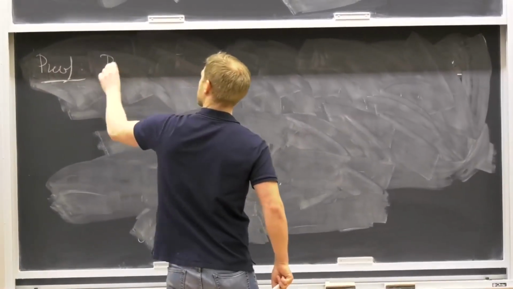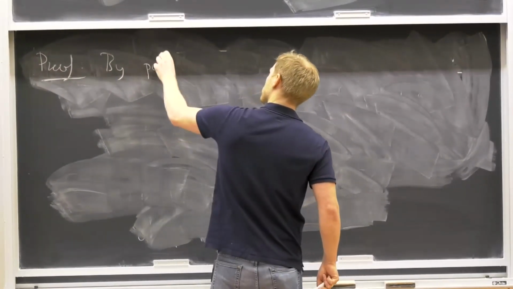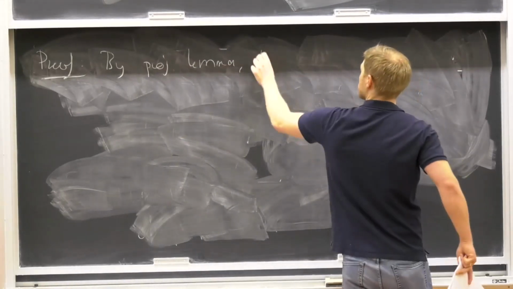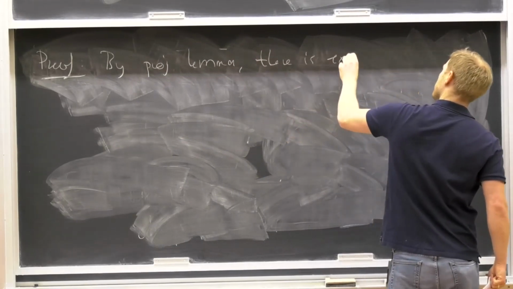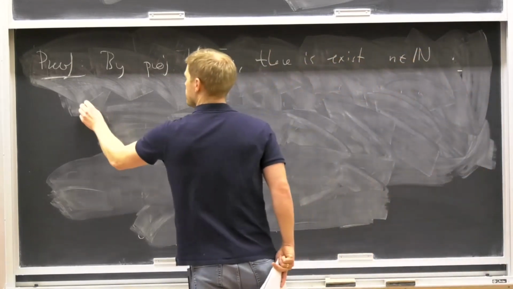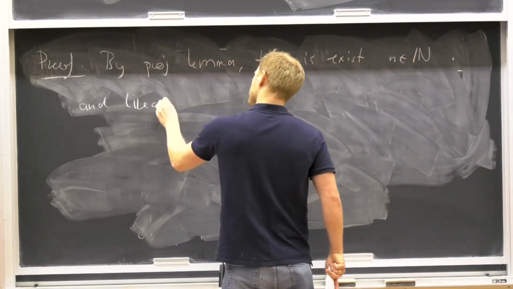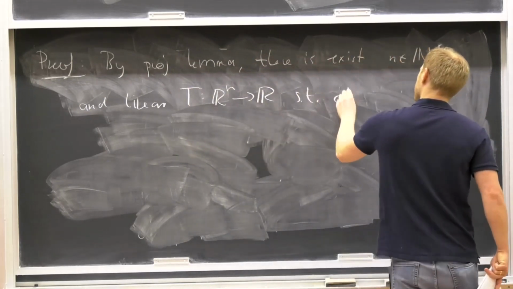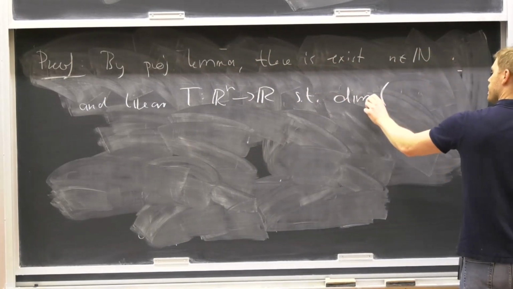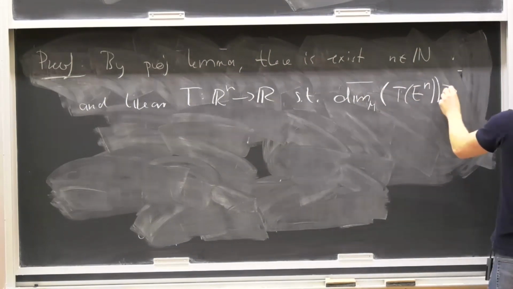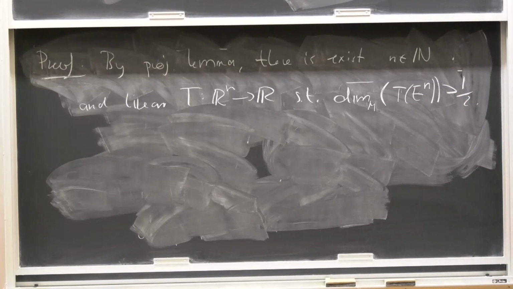So by the projection lemma, you can find an n and a linear T such that the Minkowski dimension of T(E)^n is at least 1/2. Okay. So now we show that.